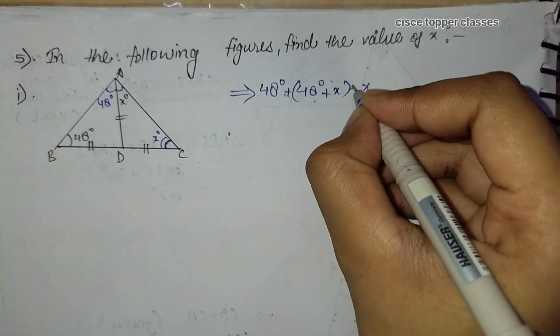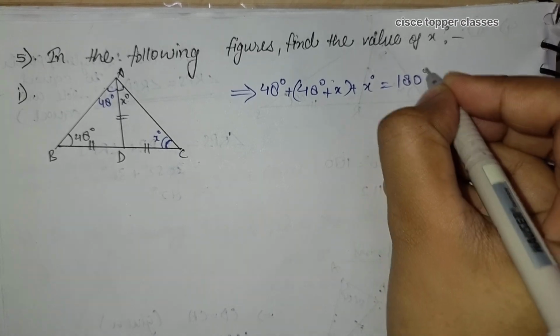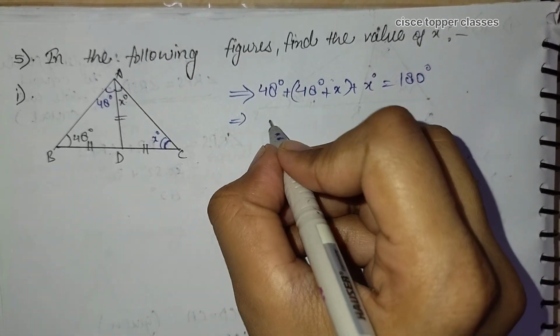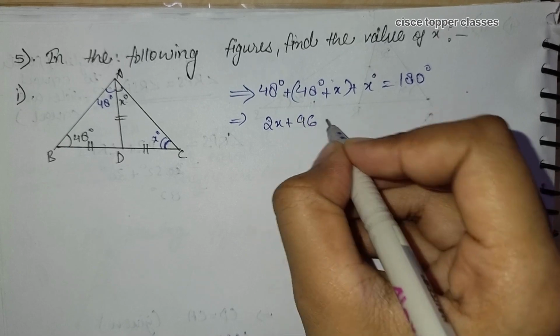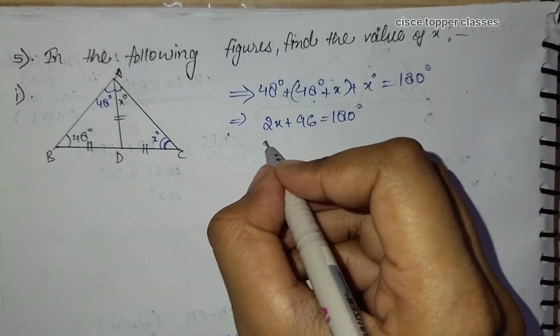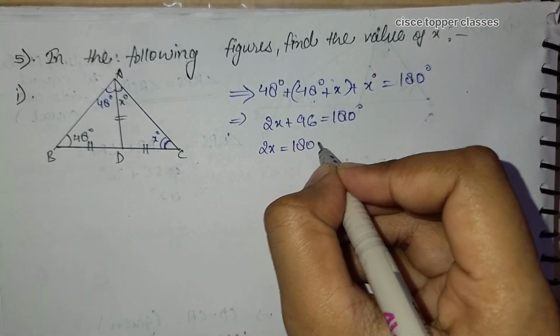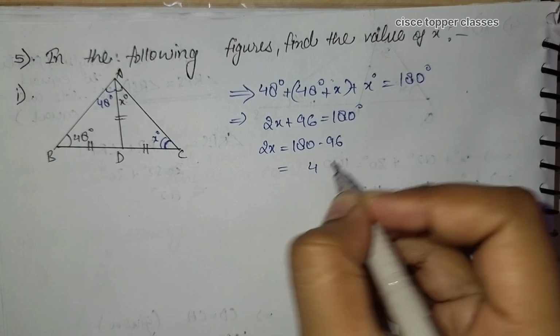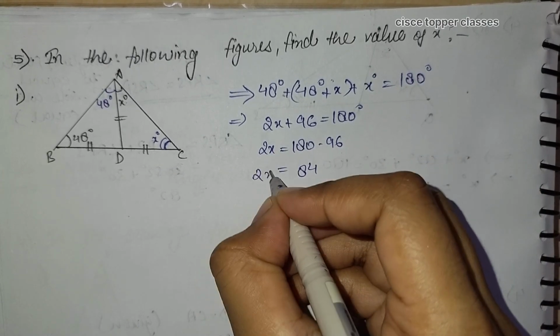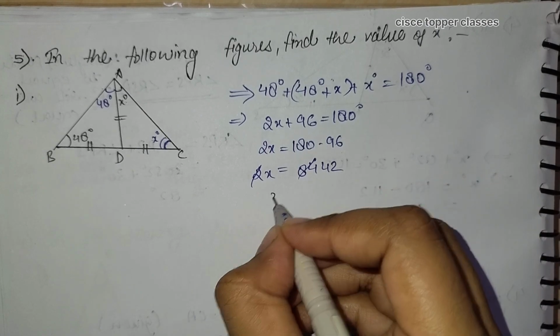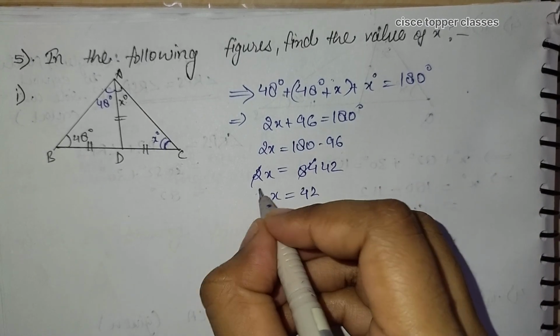Now x plus x degree is equal to 180 degree. Now we can find the value from here. 2x plus 96 equal to 180 degree. We can simply subtract: 180 degree minus 96 is 84. So 2x is equal to 84. We will cancel out this part and x is equal to 42 from here.